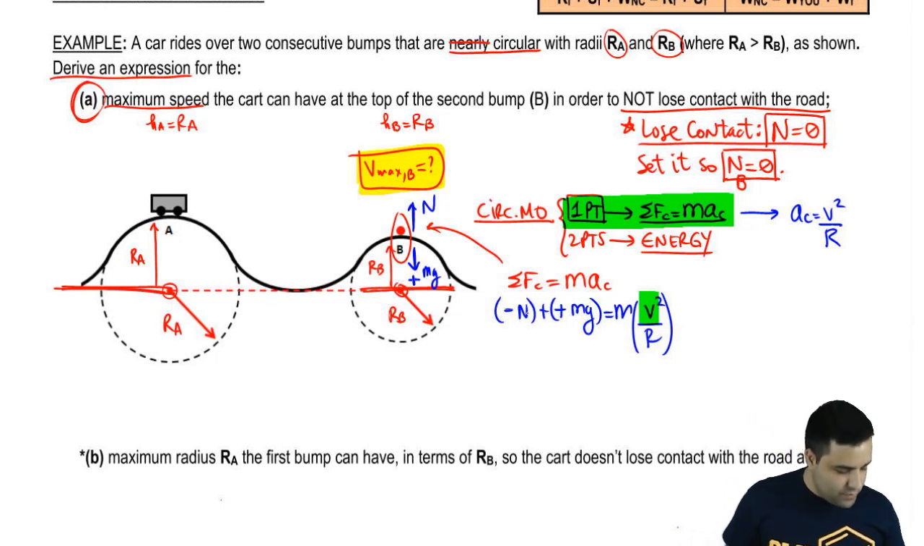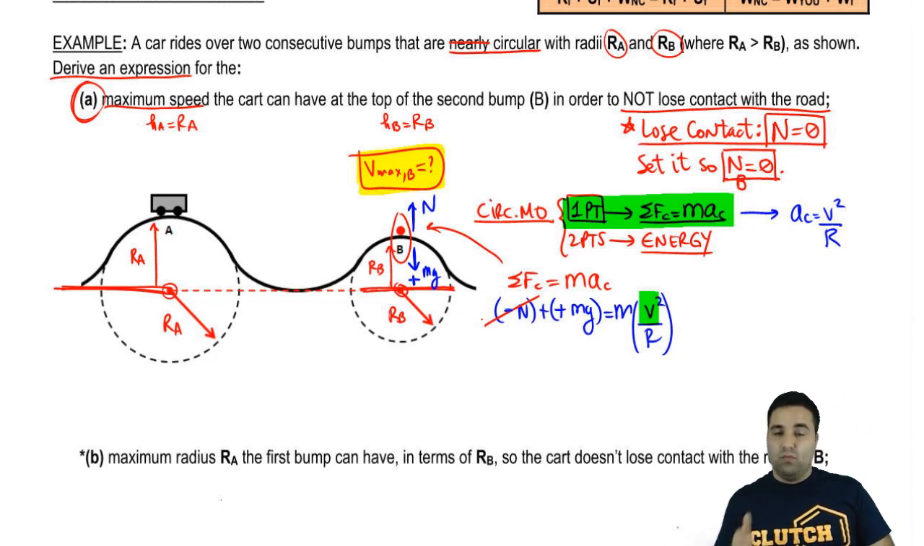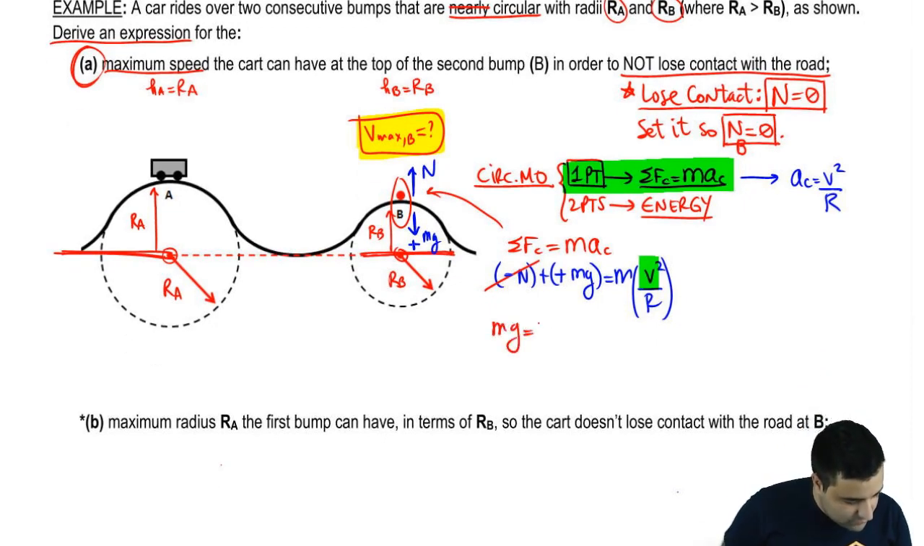Last thing I got to do here is remember we said that normal was going to be 0 so that we can find at what speed you would begin to lose contact with the road. Okay? If I simplify this, I get mg equals mv squared over r. Notice that the masses cancel and we're left with v equals the square root of gr.